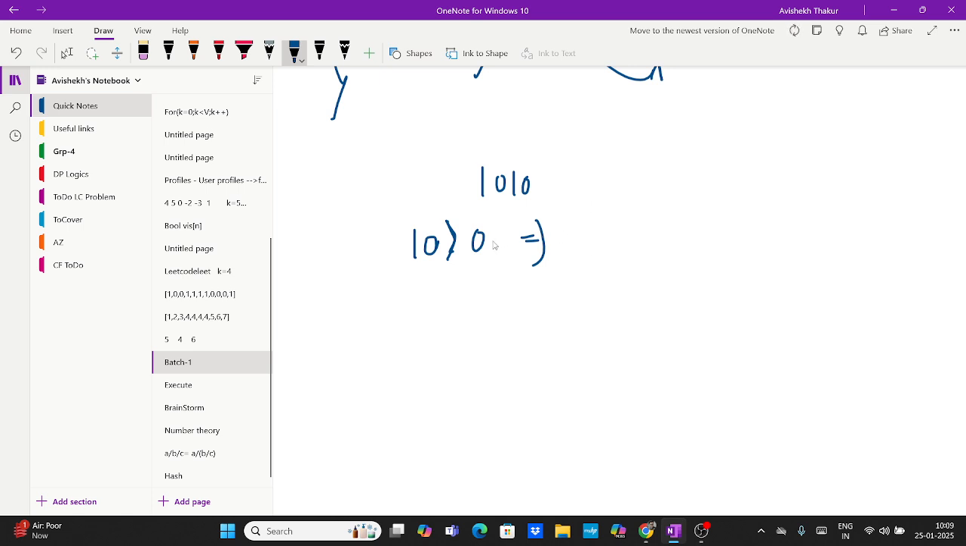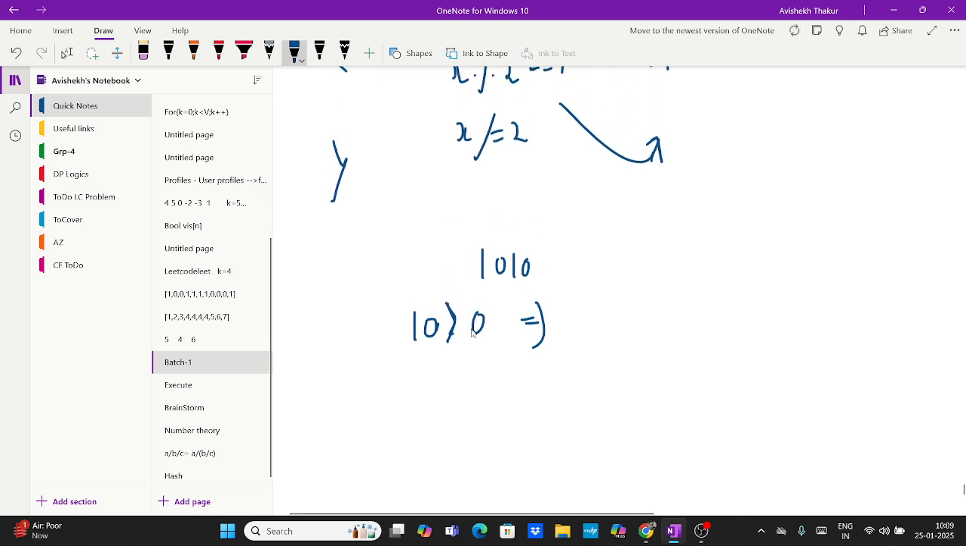Okay, so is 10 greater than 0? Yes. But if you see the last bit, it is 0, right? That means we don't have a set bit. How can you check this? All the odd numbers will have the last bit as 1, and all the even numbers will have the last bit as 0. In our case 10 is greater than 0 and 10 is even, correct? That means we don't have a set bit available.